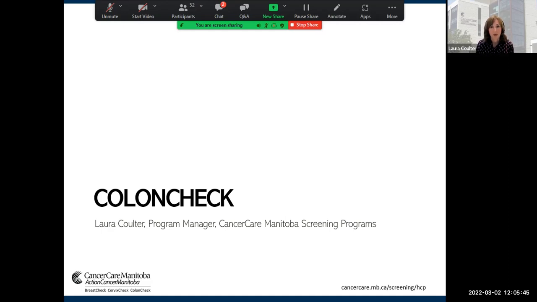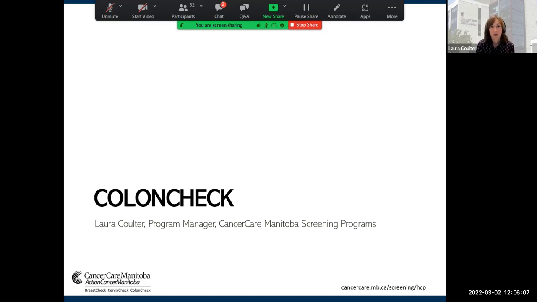Under the banner of Cancer Care Manitoba, ColonCheck operates within the prevention and screening programs, which includes BreastCheck, CervixCheck, and the Prevention and Education Group. Established in 2007, we are the provincial colorectal cancer screening program. We support Manitobans and their healthcare providers in accessing colorectal cancer screening.